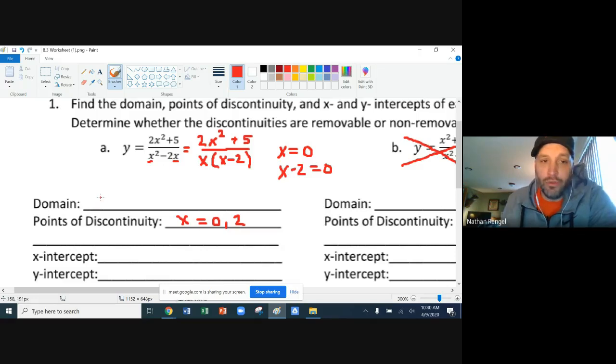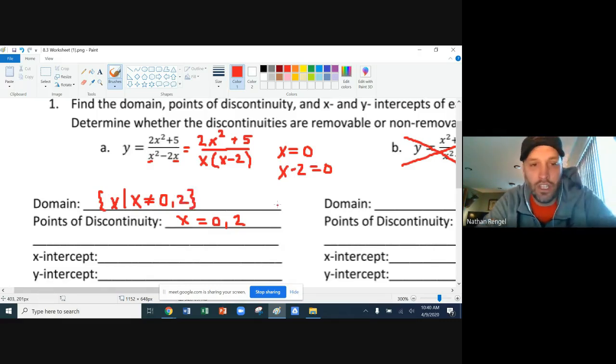We're going to jump right to the domain. I did the points of discontinuity first, because the points of discontinuity determine exactly what your domain is. My domain is going to be my x values. The x values that work in my function are all reals, except for the ones that make my denominator 0, which are the points of discontinuity. So my domain would be all reals, except for 0 and 2. So far we've answered the first part of the problem, find the domain and the points of discontinuity.